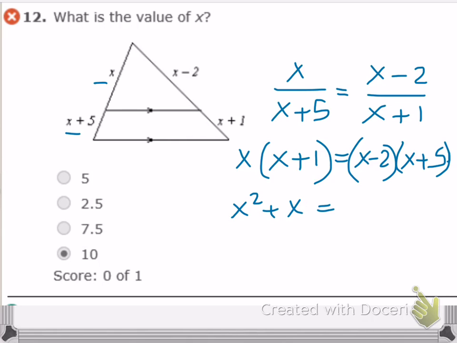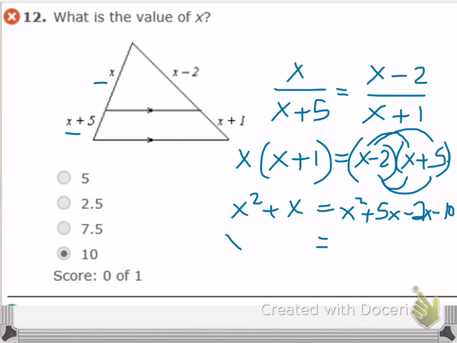Now when you distribute on the right here, you have to remember that you're distributing not just the x, but you're distributing the negative 2 also. So x has to be multiplied by both of these things. And then again, the negative 2 has to be multiplied by both of those things. And you may remember this being called the FOIL method from Algebra 1. But x times x is x squared. x times 5 is 5x. Negative 2 times x is negative 2x. And negative 2 times positive 5 is negative 10.